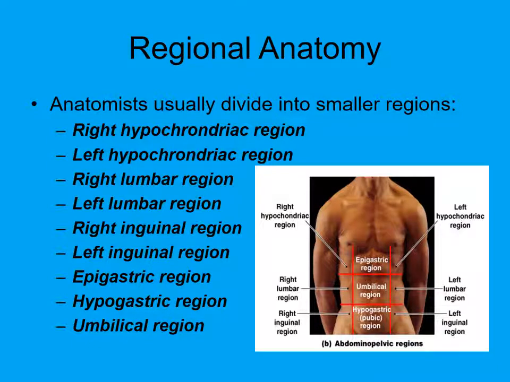You have the right hypochondriac region, the epigastric region, the left hypochondriac region. You have the right lumbar region, the umbilical region, and the left lumbar region. And then the right inguinal region, the hypogastric or the pubic region, and then the left inguinal region.